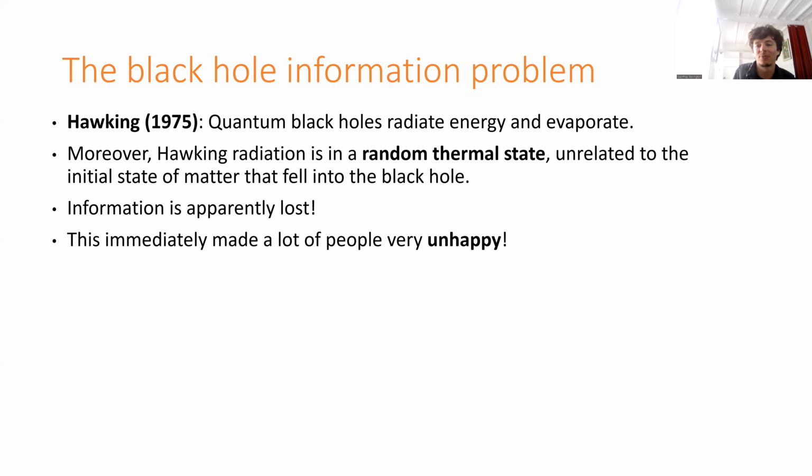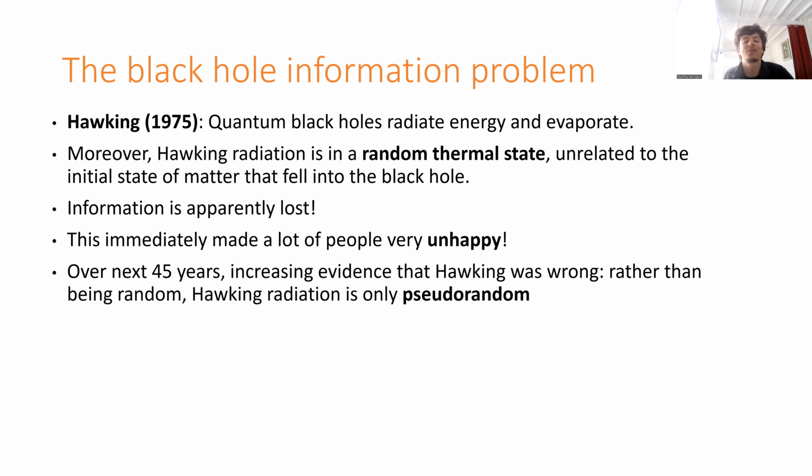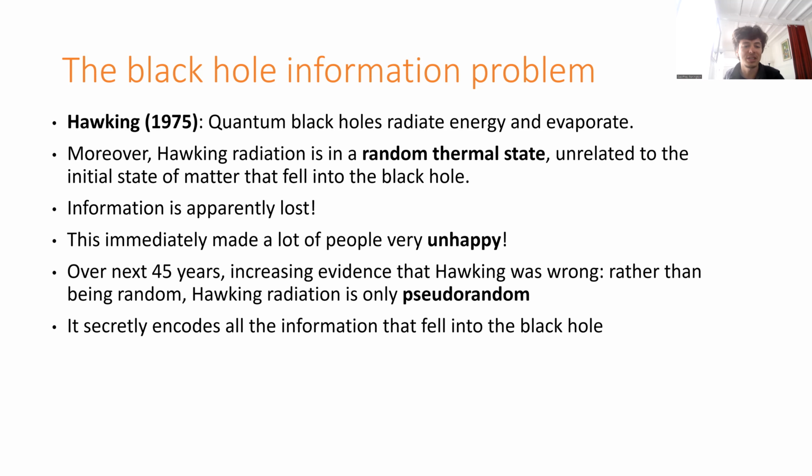So when Hawking claimed this, it immediately made a lot of people really, really unhappy. They sort of said, how on earth can this be the case? This isn't how physics works. This isn't how every other law of physics that we know works. And over the next 45 years, there was increasing evidence that Hawking was actually wrong. Rather than being totally random, Hawking radiation just looked random, but actually wasn't really. It's like when you generate a random number in your computer, it looks like it's spitting out some totally random number, but in reality, it's only what's called pseudo-random, meaning it's very hard to tell that it's not random, but really it's some deterministic process producing it. So secretly, the Hawking radiation is actually encoding all the information that fell into the black hole. It is still there. It's just really, really hard to see. Just like when we burned the book, the information was still there in the aftermath of the burnt book, but it was very, very inaccessible.